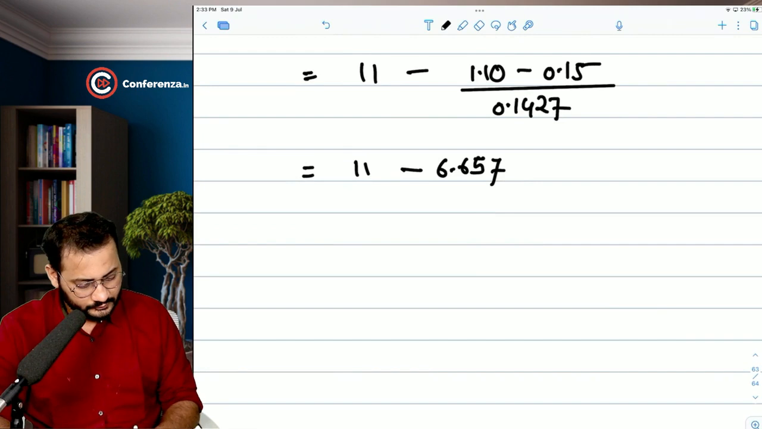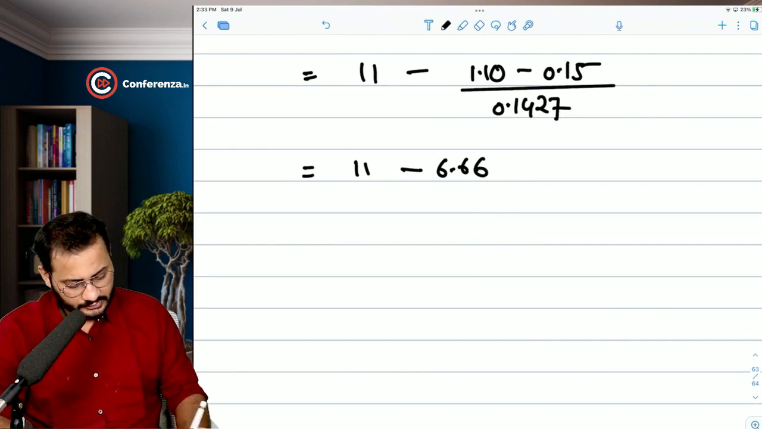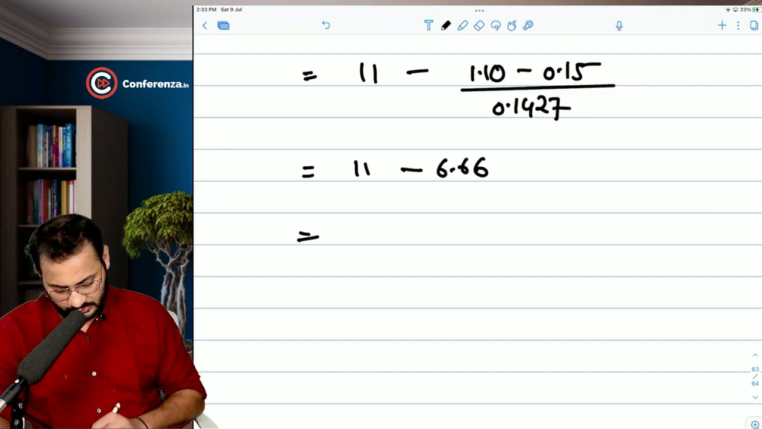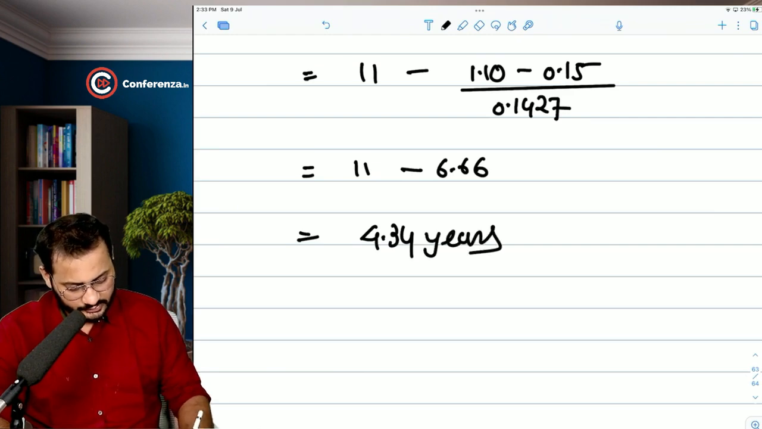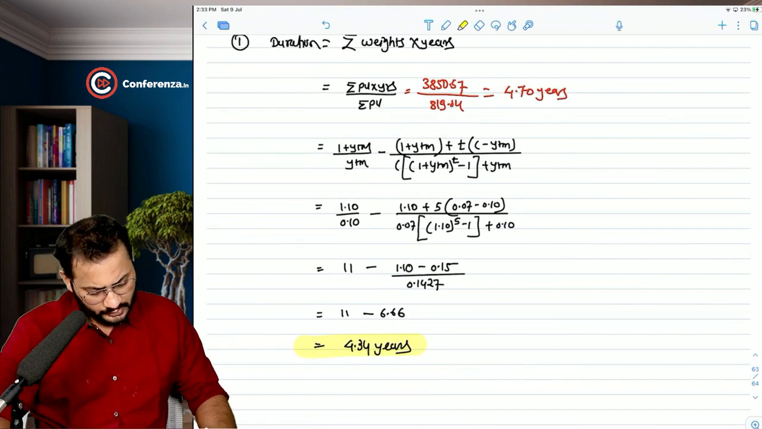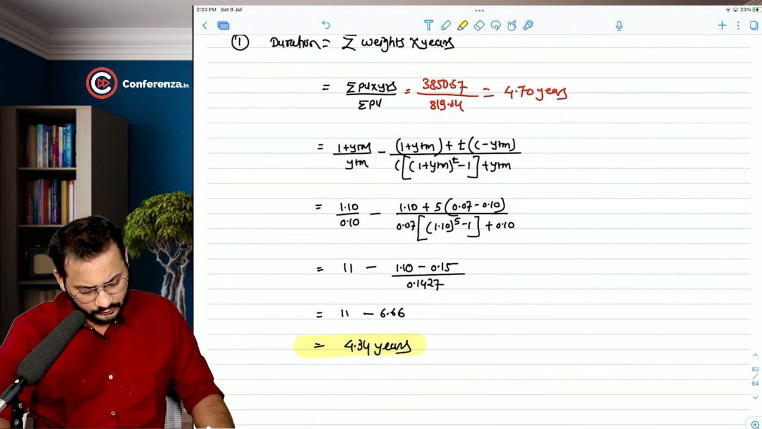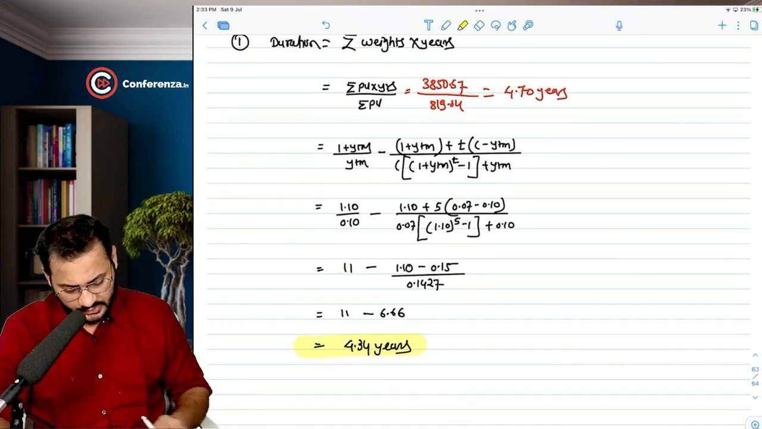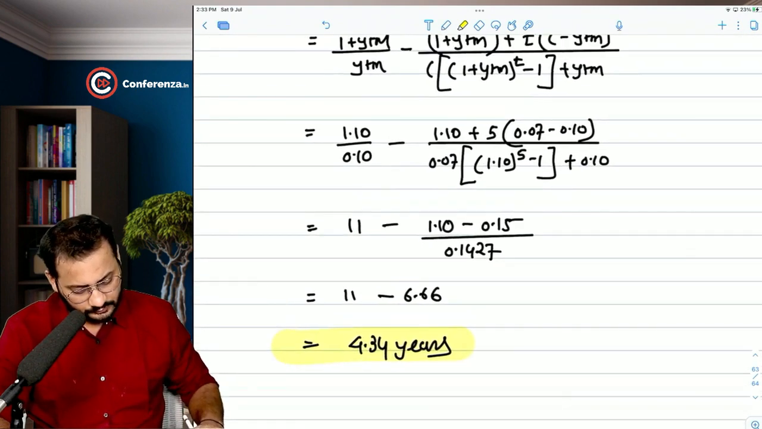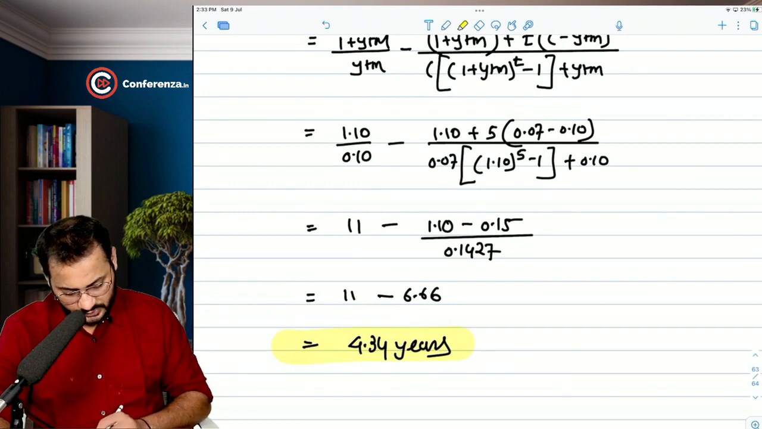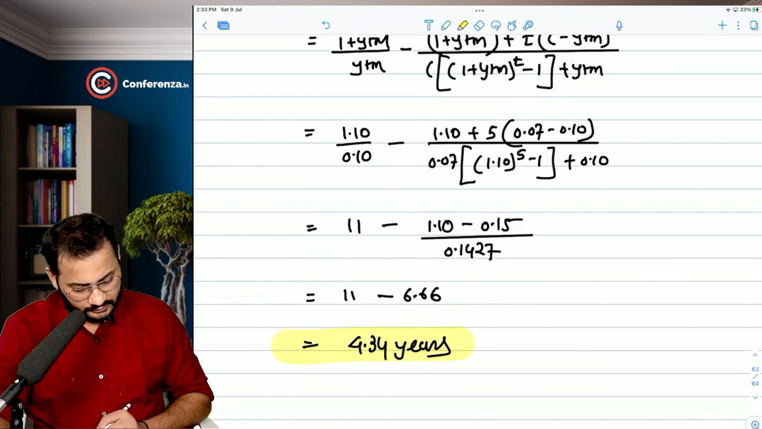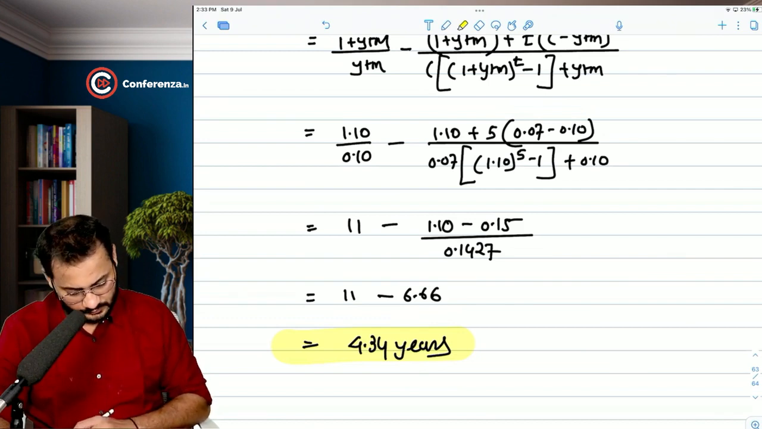So 11 minus 6.6573, or we can say 6.6566. So that's 4.34 years. It should have been 4.70 exactly. There might be some mistake. Let me try once again. 4.70 should have been the answer. 0.07 minus 0.10 into 5 plus 1.10, that's 0.95. Right. 1.10 to the power 5 minus 1 into 0.07 plus 0.10, so 0.1427 in the denominator.